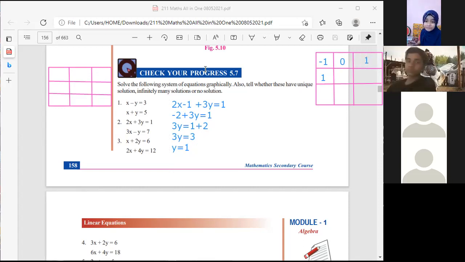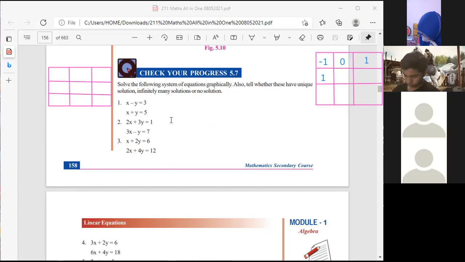Now what am I supposed to do? I'm supposed to substitute for x. I'm substituting it as 0. So 2 multiplied by 0 is going to be 0. So 3y is equal to 1. That means y is 1 by 3. So 0 does not work. I hope you understand what I'm trying to teach you. So we can't take 0 here. I will have to erase this 0 from here. Do you get me what I'm doing?